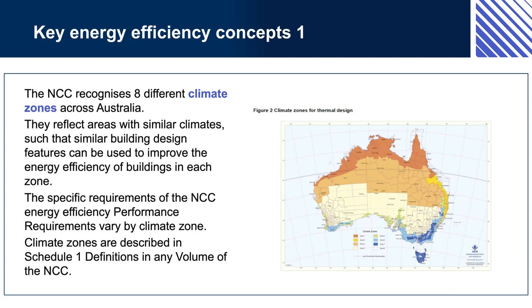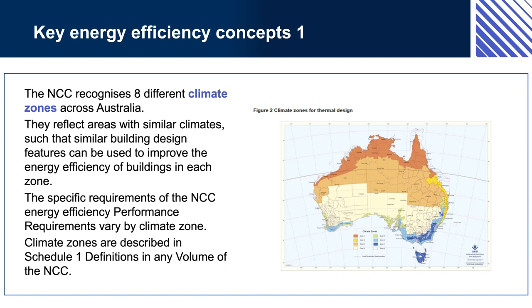climate zones. The map is Figure 2 from Schedule 1 definitions in any volume of the NCC. The map, together with its associated table, defines the 8 NCC climate zones for energy efficiency. There is a larger, expandable version of this climate zone map available at the ABCB website, www.abcb.gov.au, along with state and territory maps.